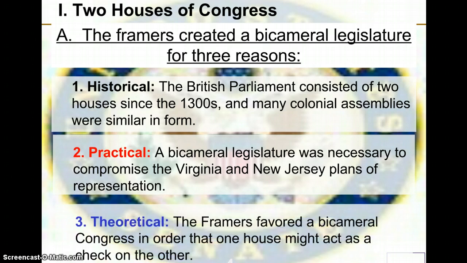And the third reason was a theoretical reason. The framers, as they sat there at the Constitutional Convention, realized that if they had a two-house Congress, a bicameral Congress, one house could be a check on the other house, and vice versa. And so having those two houses and giving them different types of representation and different things that they could do allowed one house to act as a check on the other.